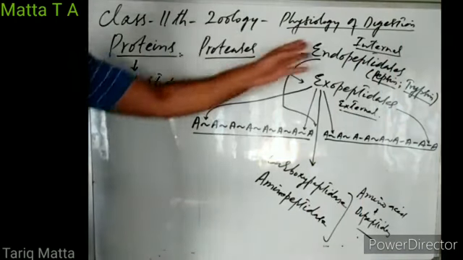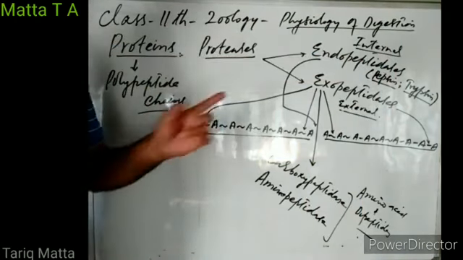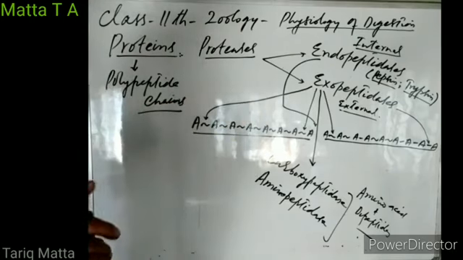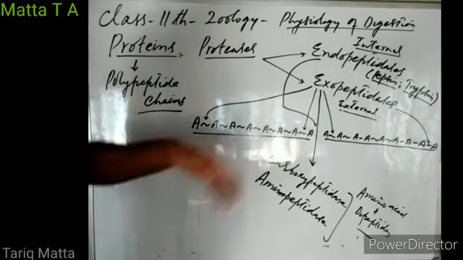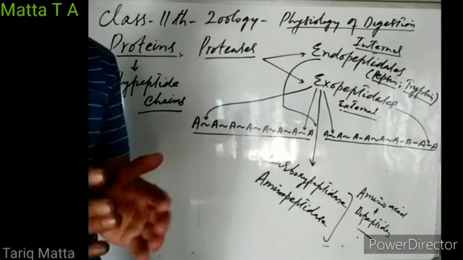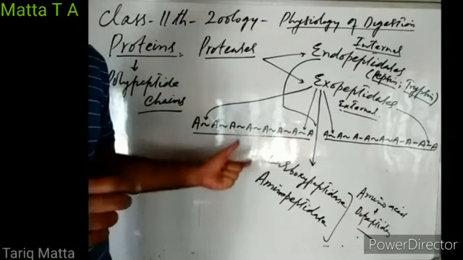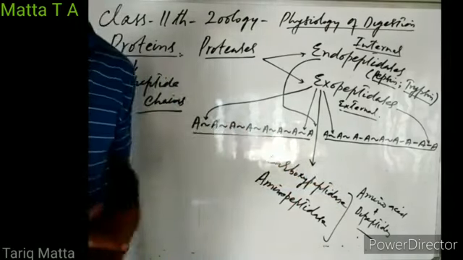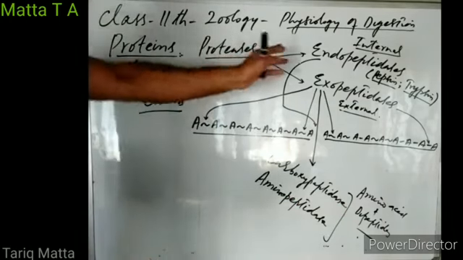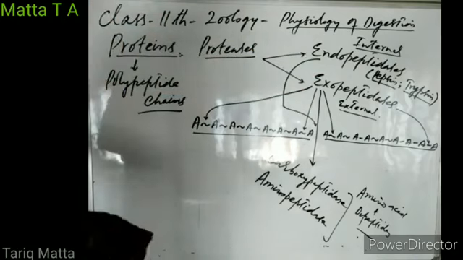So the endopeptidases break proteins into short peptide chains known as proteoses and peptones. Exopeptidases break these peptides into amino acids and release dipeptides at the end. So these are the two types of proteases, endopeptidases and exopeptidases.